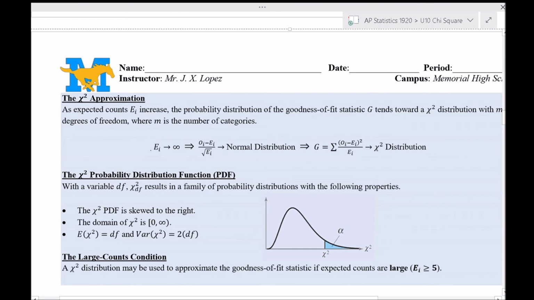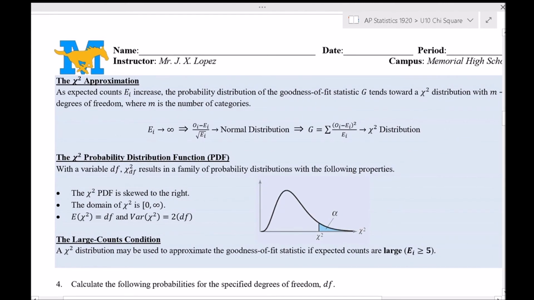So just know, as the sample size gets bigger, the expected count gets bigger. As the expected count gets bigger, we can go ahead and jump towards this. Then the goodness of fit statistic tends towards a chi-square distribution. So there's going to be an expected counts condition. There's a randomness condition, and then a large expected counts condition whenever we do these types of tests.